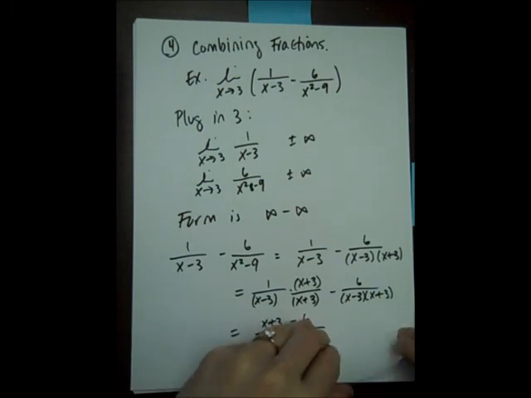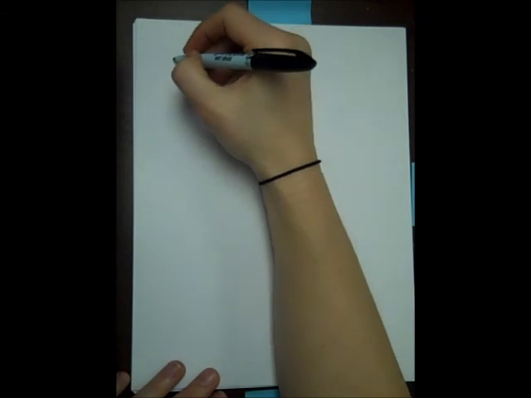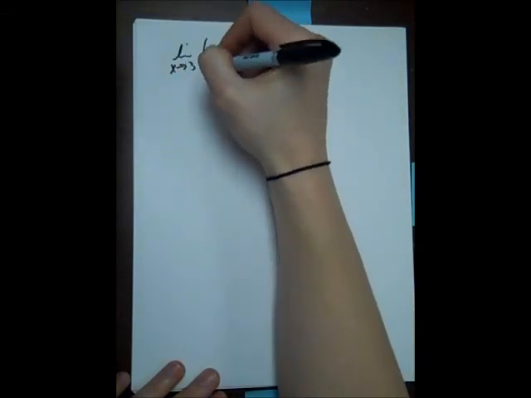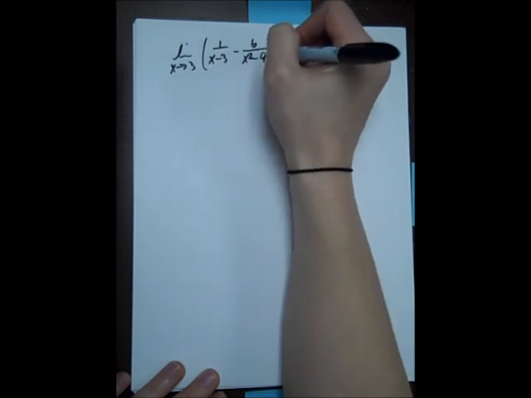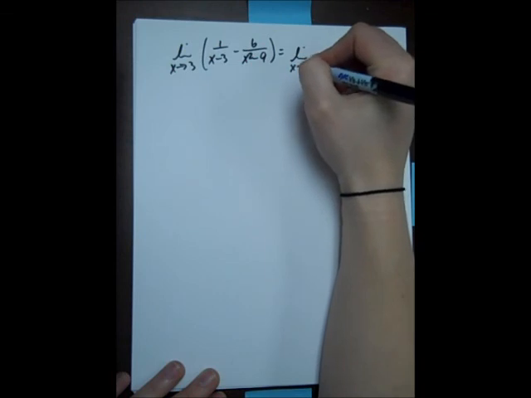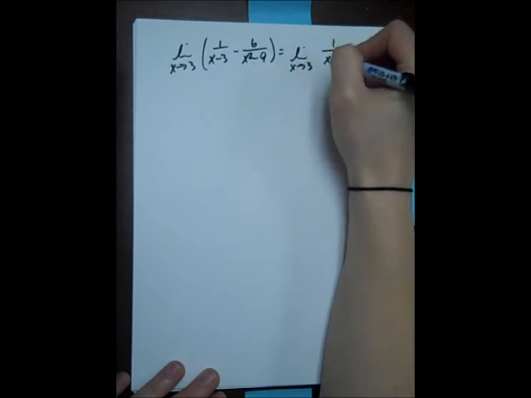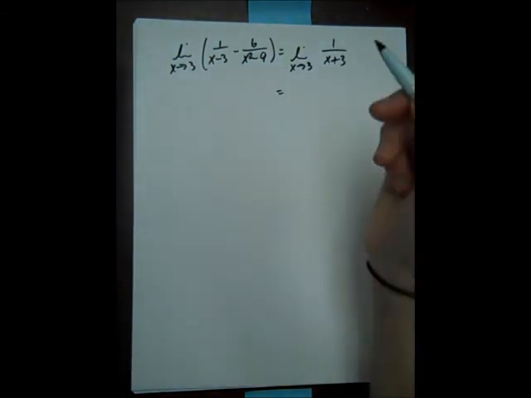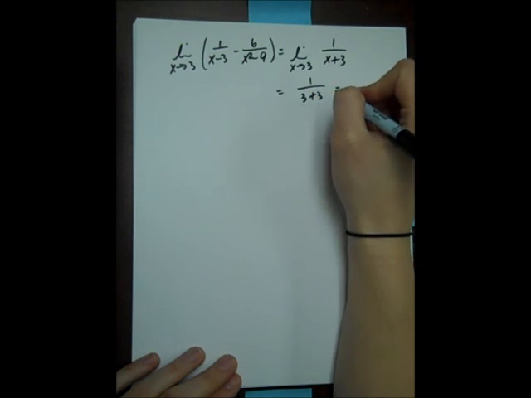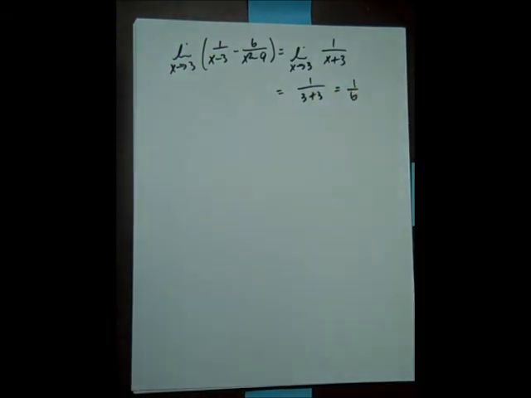Now how does that help us with the limit? This tells me that the limit as x approaches 3 of my original function, which was 1 over x minus 3 minus 6 over x squared minus 9, is equal to the limit of the function I just found, which was 1 over x plus 3. Now, is this a function that I can just plug in 3 to? Definitely. So I'll get 1 over 3 plus 3, which is 1/6. So by combining those two fractions, I was able to just plug in 3. So whenever you have two fractions like that, a good way to try it is to just combine them and see what you get.